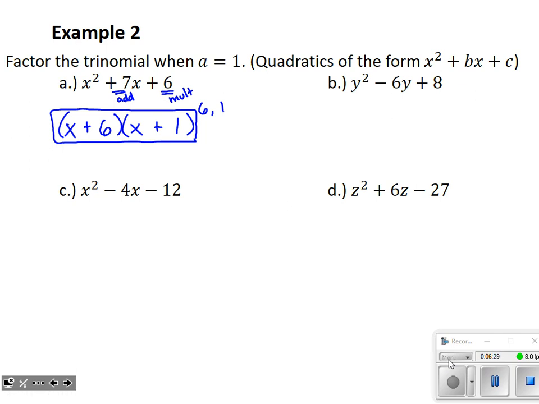For the second one, okay, what multiplies to be positive 8 and adds up to negative 6? My magic numbers are negative 4 and negative 2. Just do a quick check. Do they multiply to make positive 8? Yes. Do they add up to make negative 6? Yes, they do. So I can jump right to my factors.